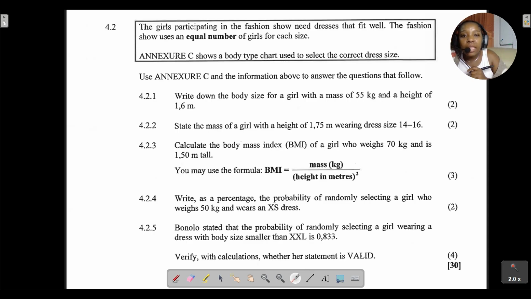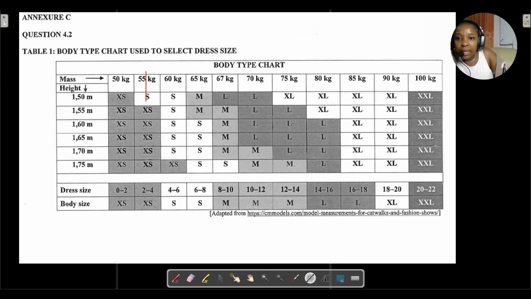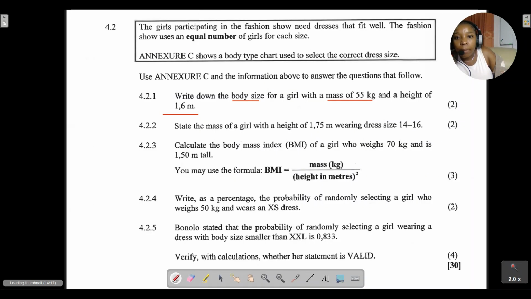Use the extract and the information above to answer the questions that follow. Write down the body size for a girl with a mass of 55 kg and a height of 1.6 meters. So if you have a mass of 55 kg, you're focusing here, and a height of 1.6 meters, what is your body size? We just need to find where the intersection is. Do you see that it intersects at extra small? So the body size is extra small.